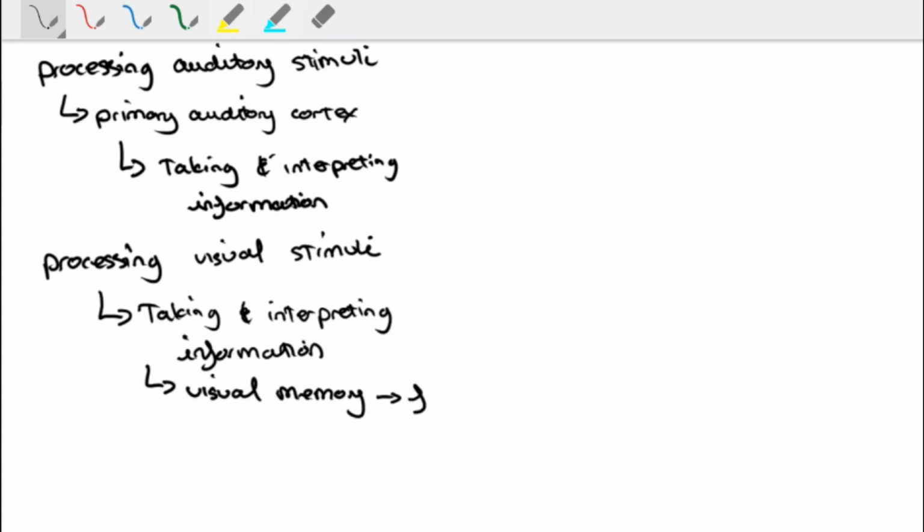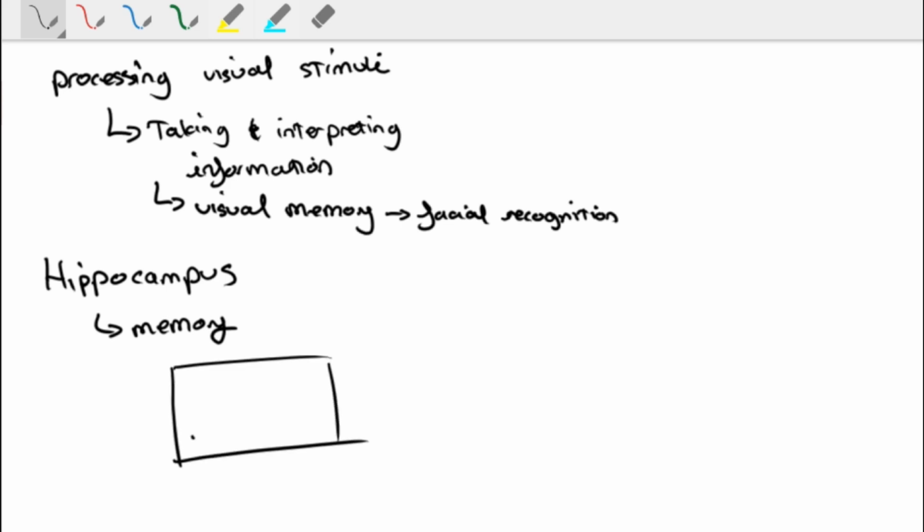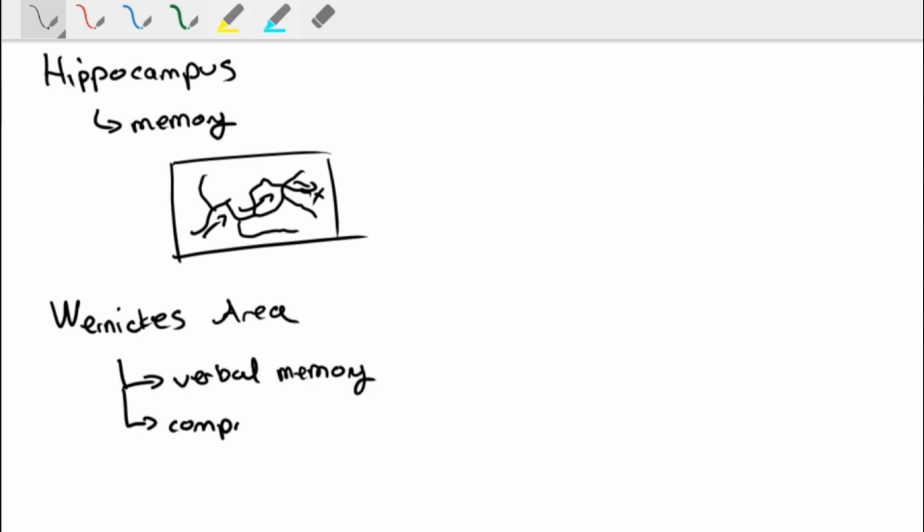Now, the lowest parts of the temporal lobe deal with the intake and interpretation of visual information, including visual memory such as facial recognition. Some parts of the temporal lobe, including the hippocampus, also play a role in memory, but this time it's for special memory like remembering where a place is located or where you are, and navigating to and from places. The left side of the temporal lobe deals with speech and contains Wernicke's area and is responsible for verbal memory and the comprehension of speech.